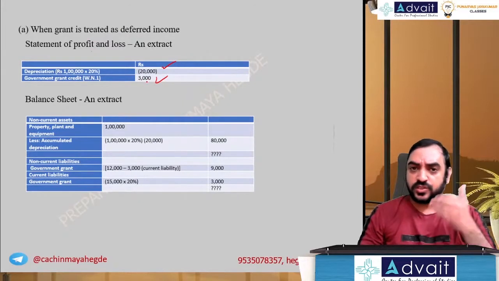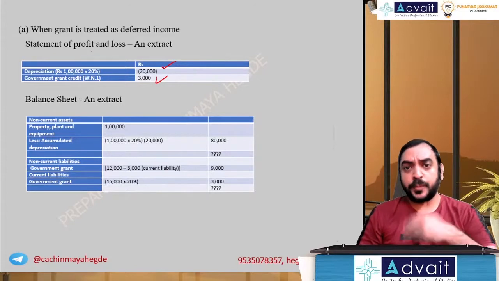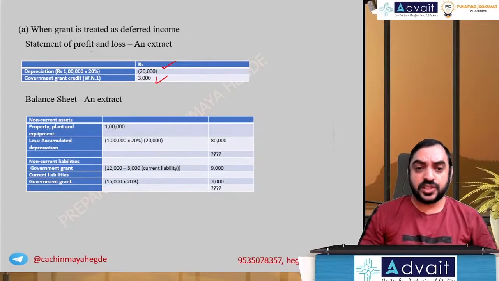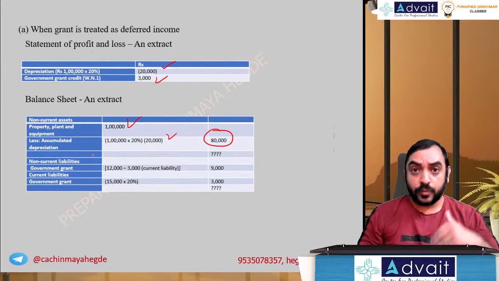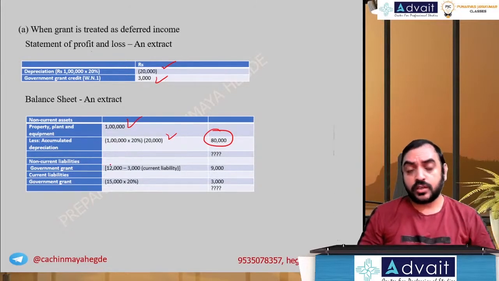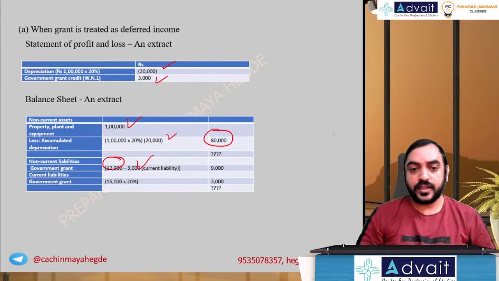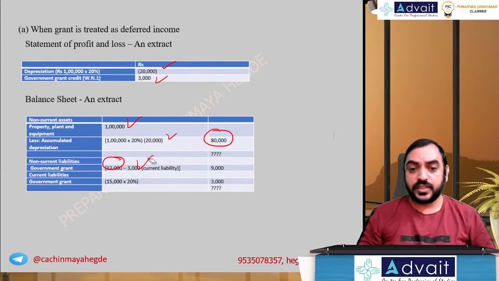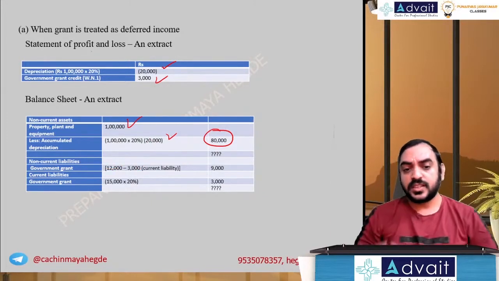So statement of profit and loss, 20,000 is the expense depreciation, 3,000 is the portion of government grant transferred, amortized to P&L account. Balance sheet, depreciation of asset 1,20,000 depreciation, balance 80,000. Government grant, because long term in nature, you show under non-current liabilities. Government grant 12,000 is what you received. 3,000 is current liability, which we have subtracted. Balance amount is 9,000. Out of 9,000, 3,000 is current because it's going to be reversed in the next 1 year. Balance 6,000 is non-current, which is going to be reversed in the subsequent years.